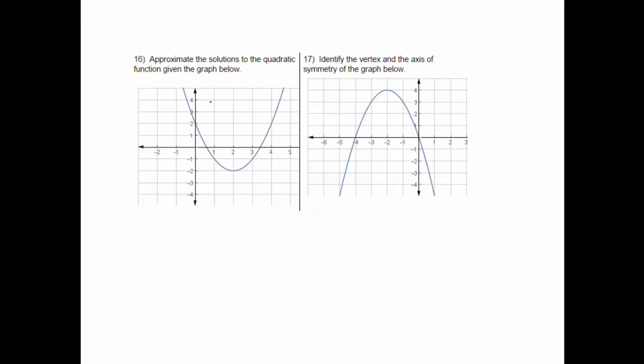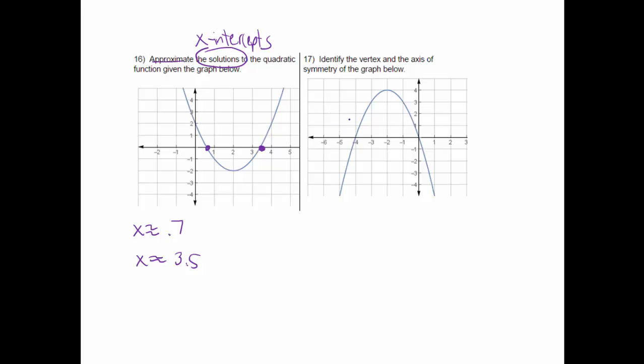Okay, number 16 says to approximate the solutions to the quadratic function given the graph below. So we want to find the solutions, which basically just means find the x-intercept. So if I'm looking for x-intercepts, it's intersecting right here, and it's intersecting right here. It says approximate, so I'm going to say x is about maybe 0.7, and then x is about 3.5. And again, those are just approximations, so if you're anywhere close, you're fine.